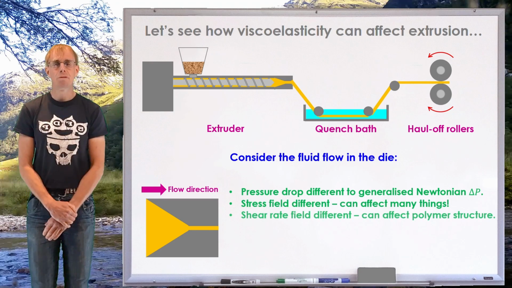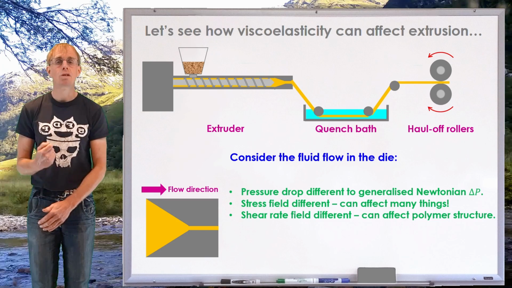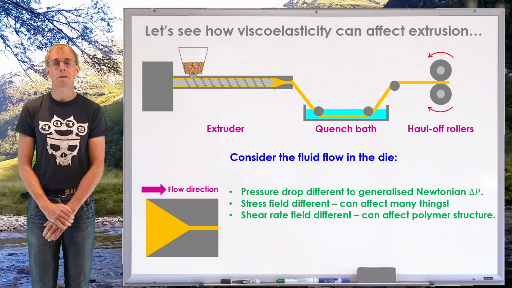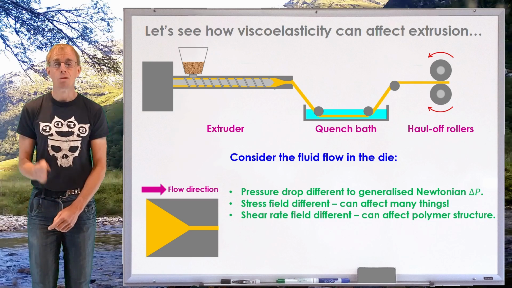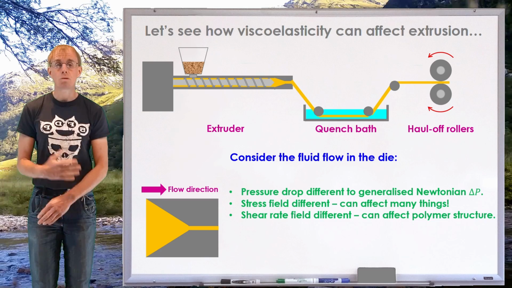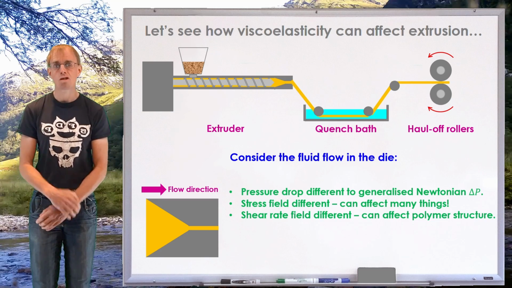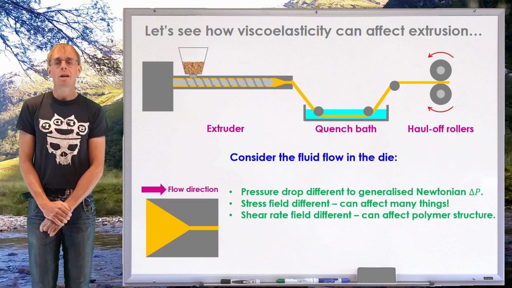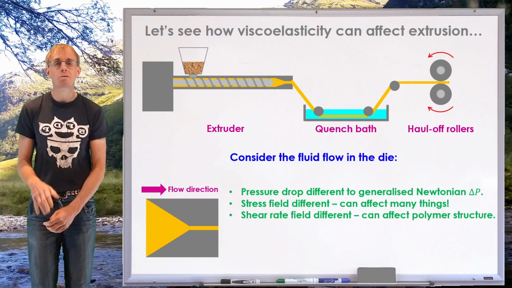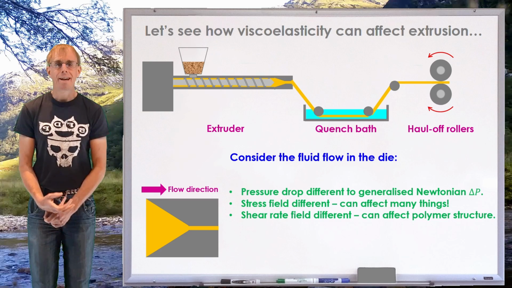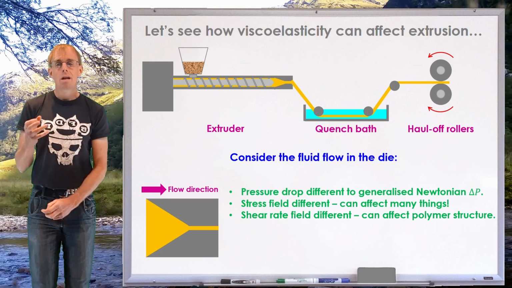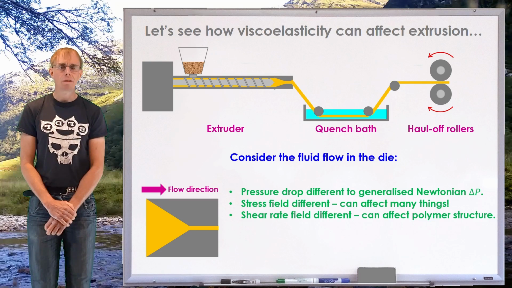We see that the pressure drop's different to what we might expect for a Newtonian fluid. If we've measured the shear thinning nature of the polymer, say with a rheometer, and we've got a flow curve, viscosity as a function of shear rate, we may do some quick calculations, as we've seen in the generalized Newtonian fluids part of this course, to estimate what the pressure drop might be in a geometry such as that. And we might find that with a polymeric fluid, it is actually different to what we'd expect with a generalized Newtonian fluid. We also might find that the stress field is different.